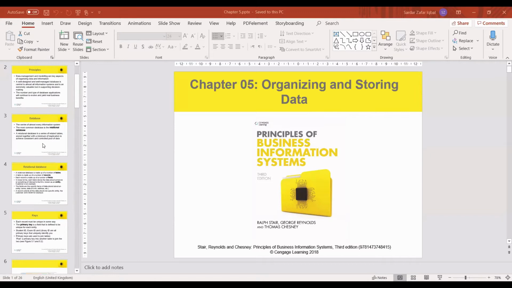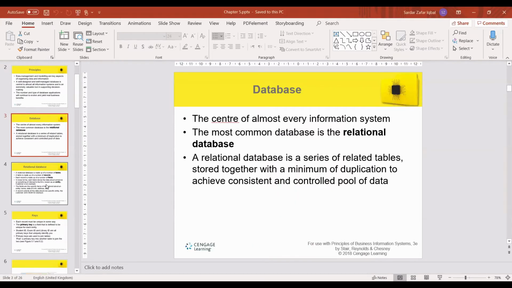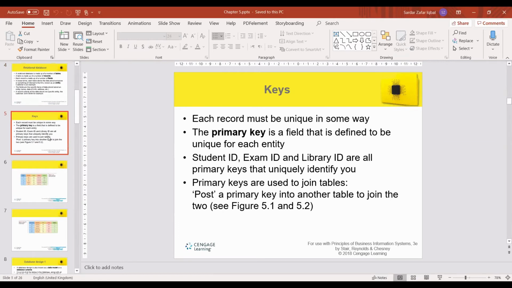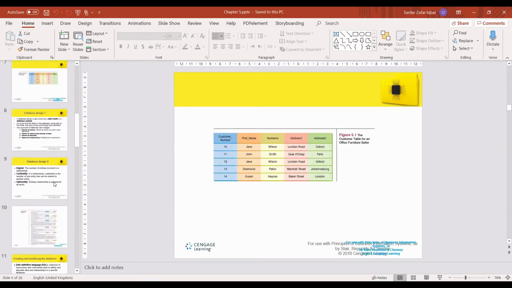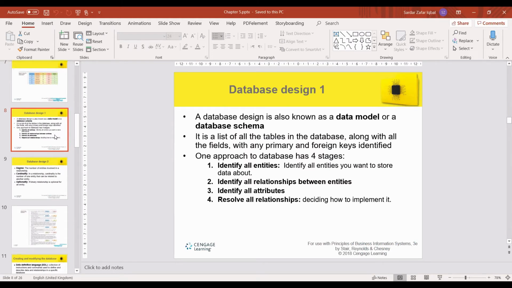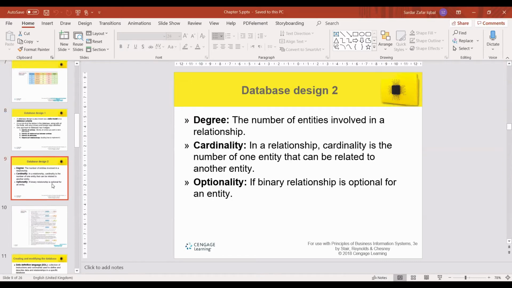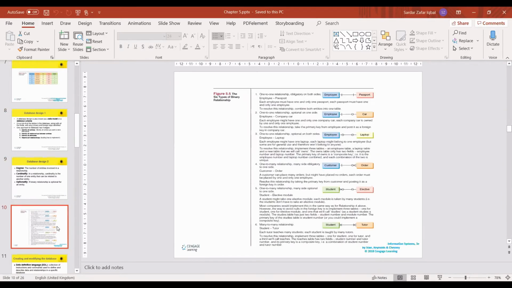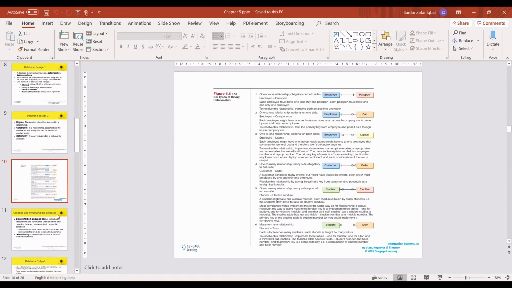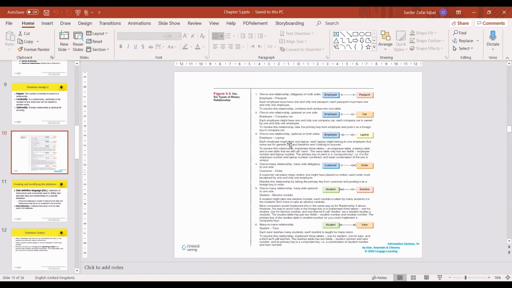Okay, so we discussed the database, relational databases. We discussed the keys, primary key. We discussed schema, model, database design, some other concepts, degree, cardinality, optionality, 6 types of binary relationship. Guys, this slide is very important. You need to read all these things and understand this. This is for the design of the database. There are 2 entities and there are different types of relationship between them.